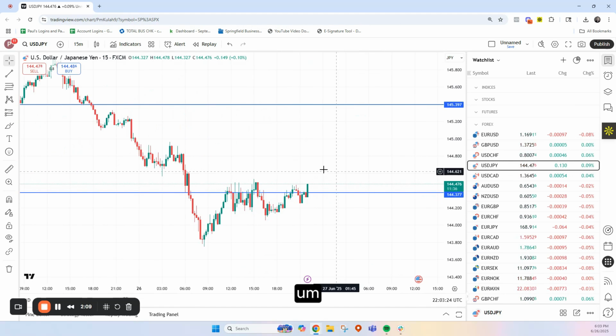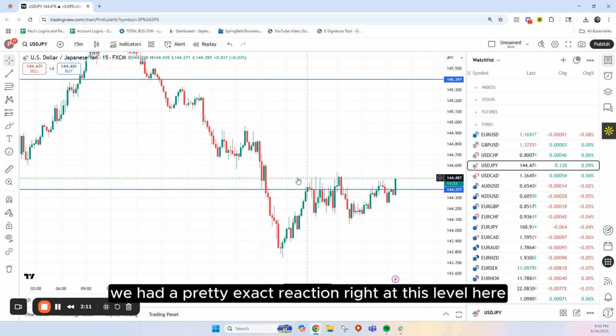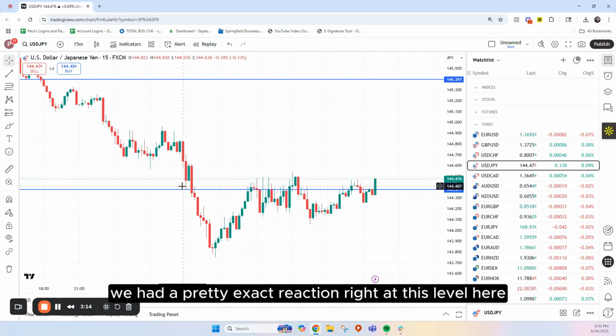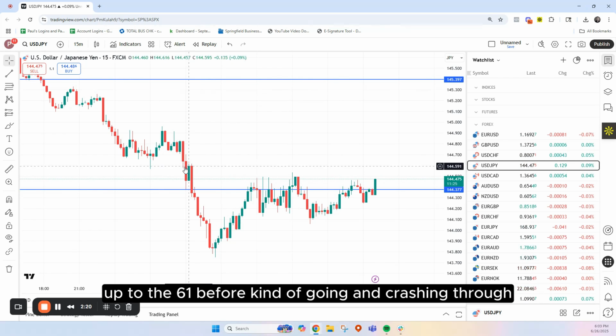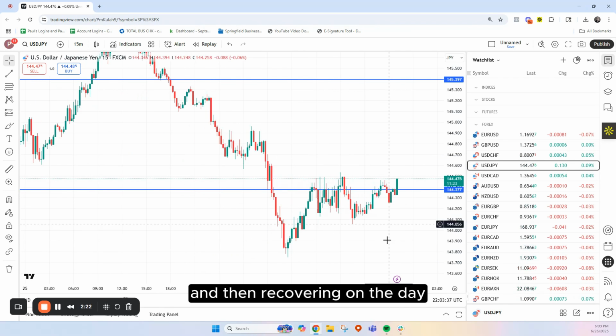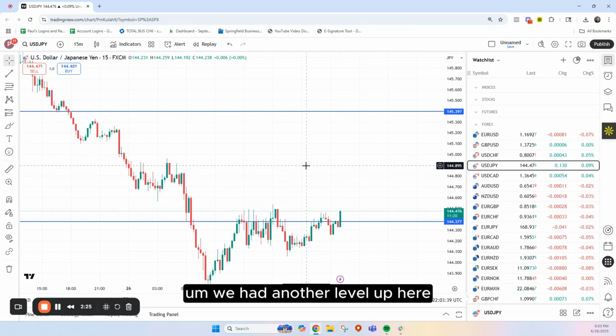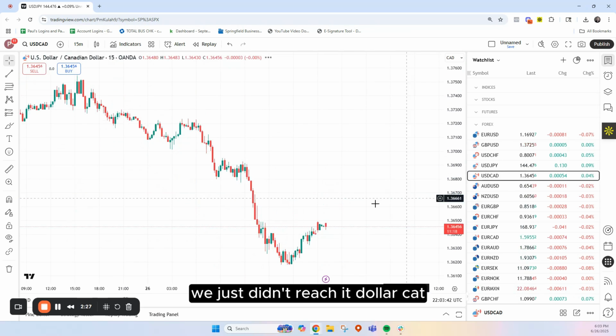Dollar yen, we had a pretty exact reaction right at this level here. Came in at the 144.38, pushed up off of that up to the 61 before crashing through and then recovering on the day. We had another level up here, we just didn't reach it.